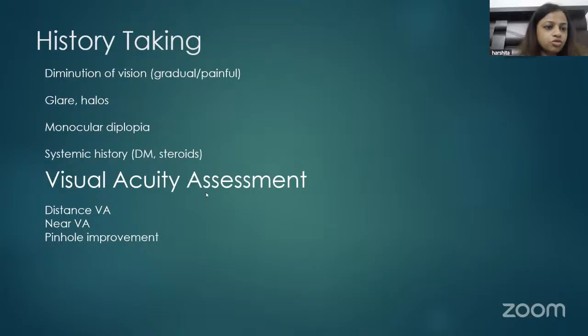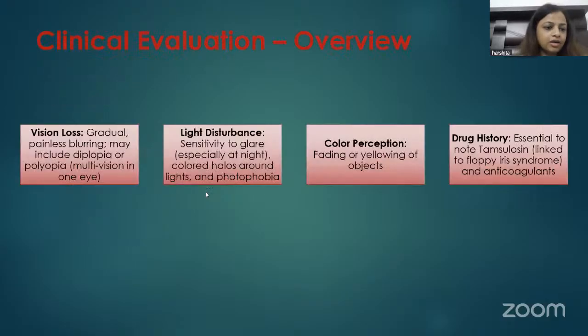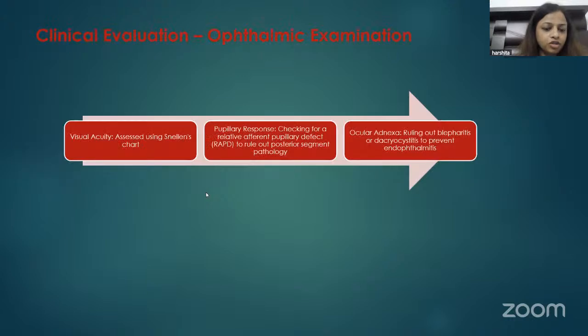Now coming on to the clinical examination. So the important part is history taking. We have to take a history of diminution of vision, whether it was gradual or painful, glare and halos history, monocular diplopia, and systemic history. Then visual acuity testing, that is basically we have to check the visual acuity through the Snellen chart. Then light disturbance, whether the patient has any sensitivity to glare, colored halos around the lights, or photophobia, and color perception. Drug history has to be taken essentially to note tamsulosin use and anticoagulants to plan accordingly for the surgery.